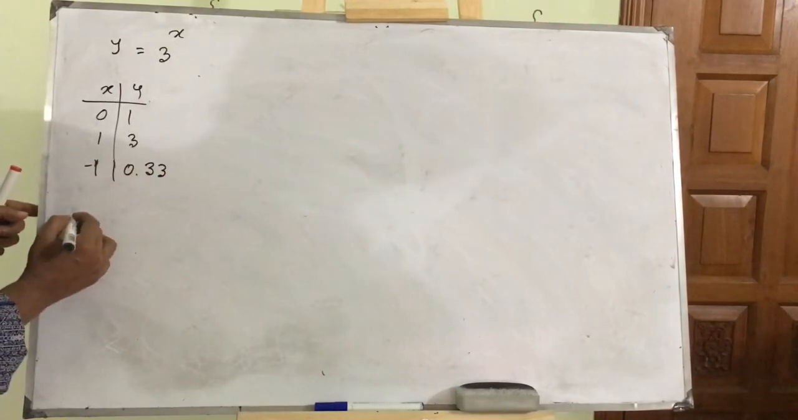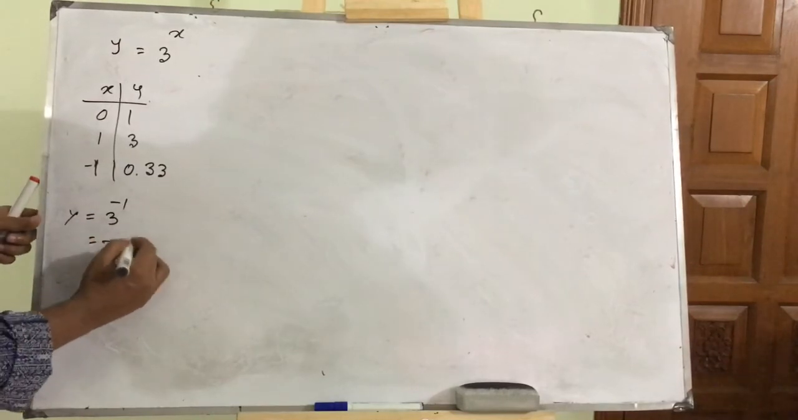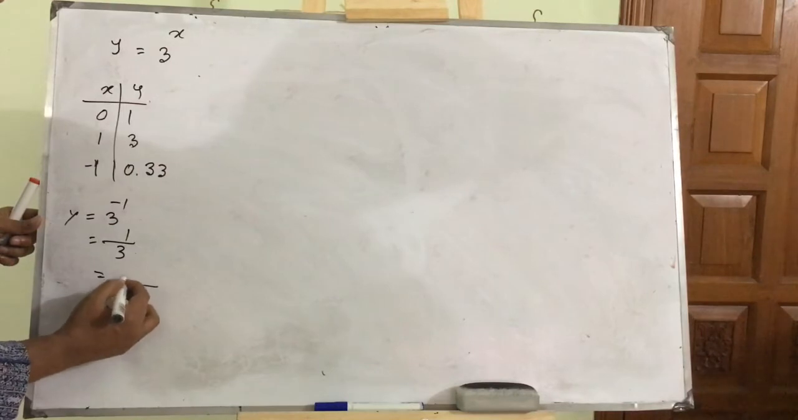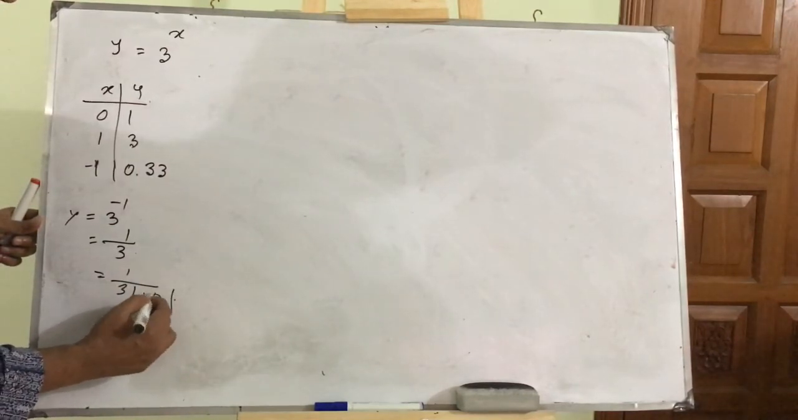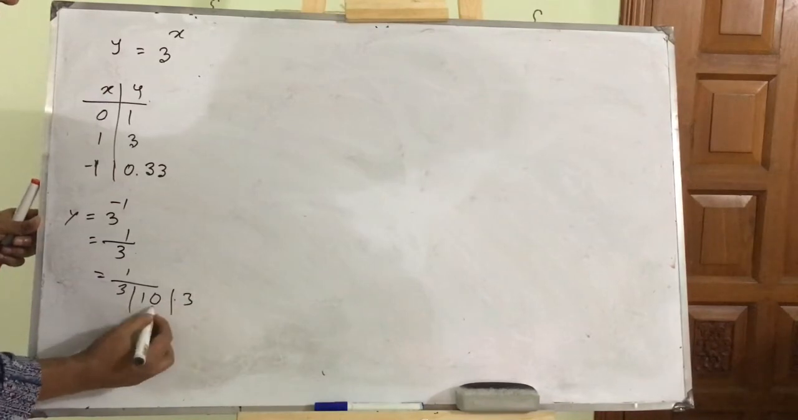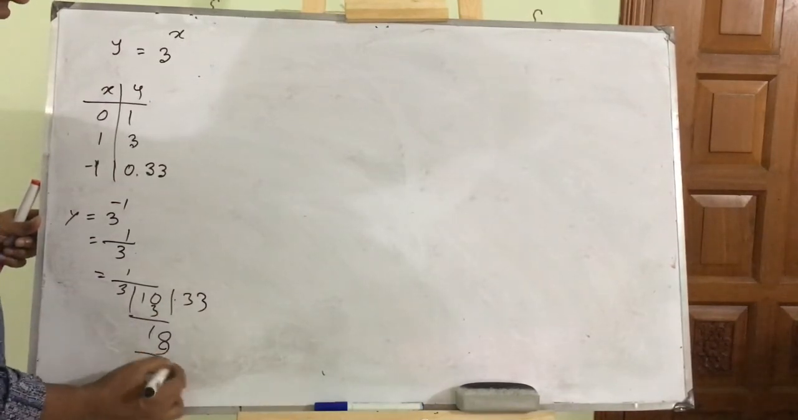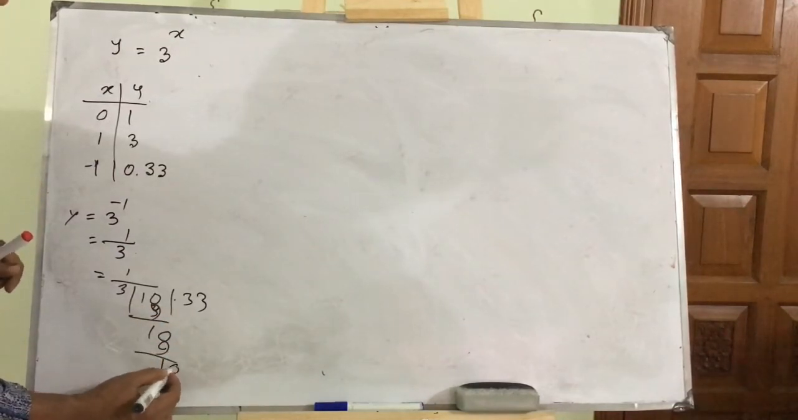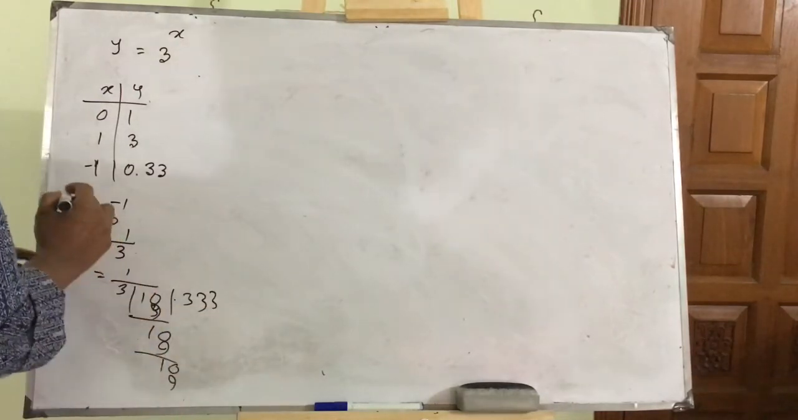How did this calculation come? Let me show this last one. 3 to the power minus 1 means 1 by 3. We cannot divide 1 by 3 directly, so we put a decimal and a 0. 3 divided by 3 gives 1, bring another 0, write 3, 9, then again 1, again 0, again 9. This way it will continue.